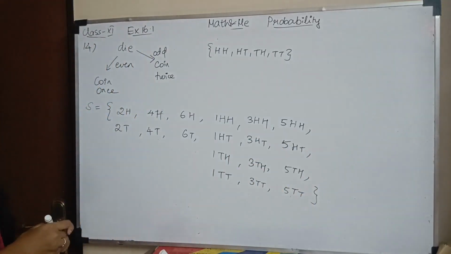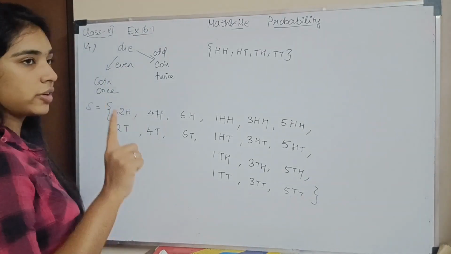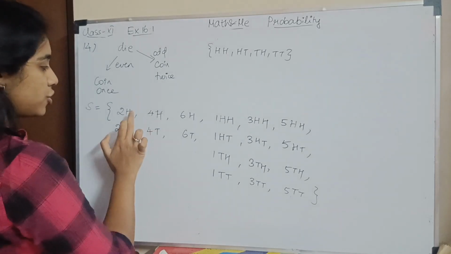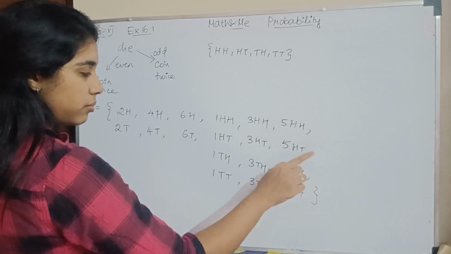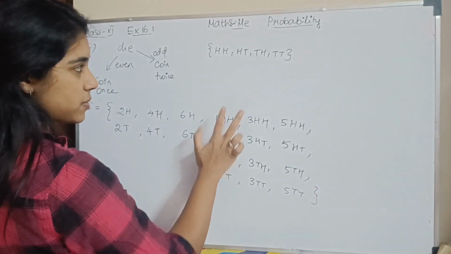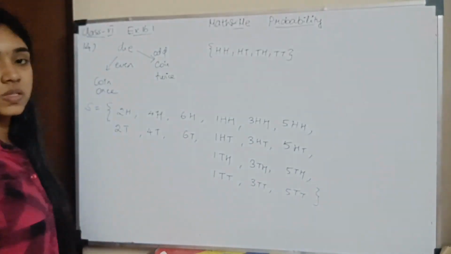Clear? So you roll a die, you get an even number. When an even number comes, you toss a coin only once. So with even numbers, you toss a coin, you either get head or tail. If you get an odd number, you toss a coin twice. So the possibilities are head head, head tail, tail head and tail tail when you get odd numbers.